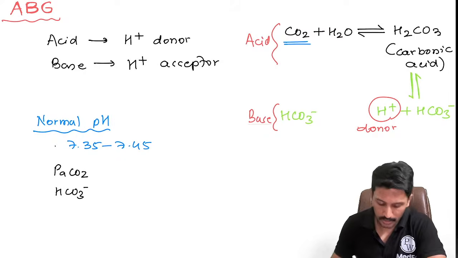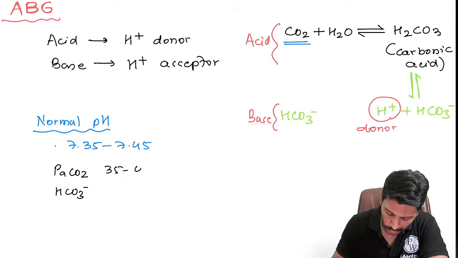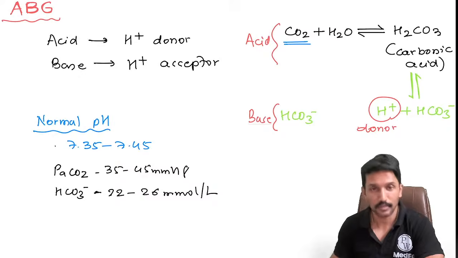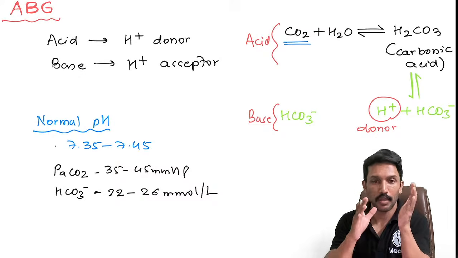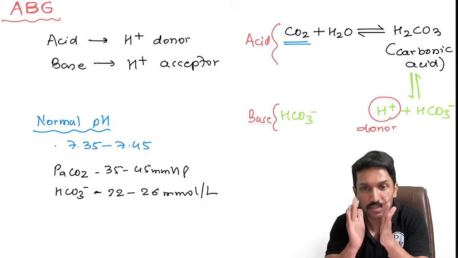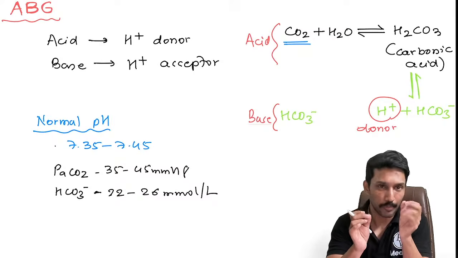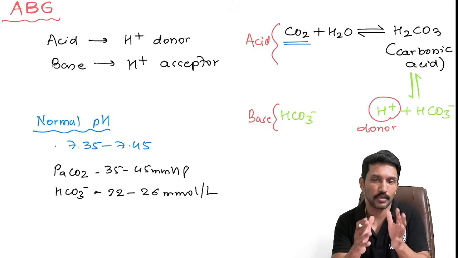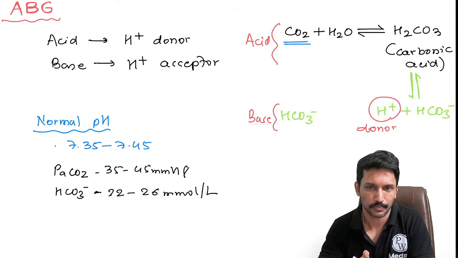So what's the normal PaCO2? 35 to 45 millimeters of mercury. And what's the bicarbonate value? 22 to 26 millimoles per liter, or you can also call it milliequivalents per liter. So when my PaCO2 and bicarb are held in this range, I will get the pH of 7.35 to 7.45, perfectly normal for normal physiological functioning of cells.